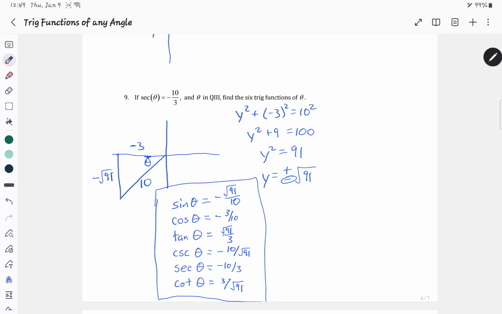A lot of times they will ask for just one of them. Like if you have secant, find sine, or if you have secant, find cotangent, something like that. But every now and then you may come across one where given one trig function, you want to find a whole bunch of other ones.